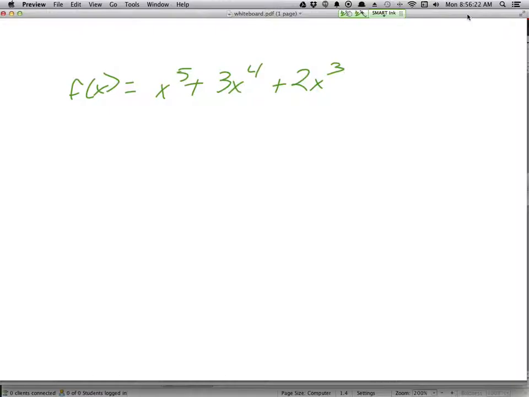So there's a positive 1 in front of x to the fifth. Because the 5 tells me we're going opposite directions, and since it's positive in front of that, that tells me the right side's going up. If it's negative, that tells me the left side's going up.